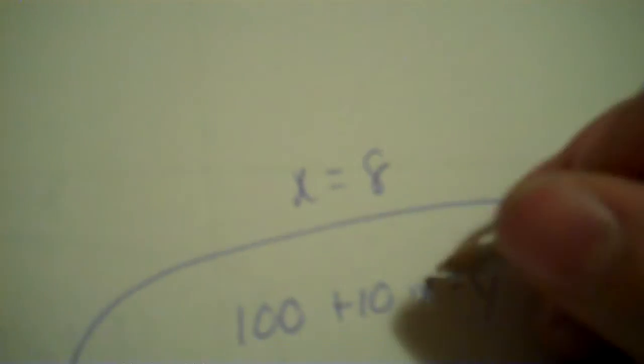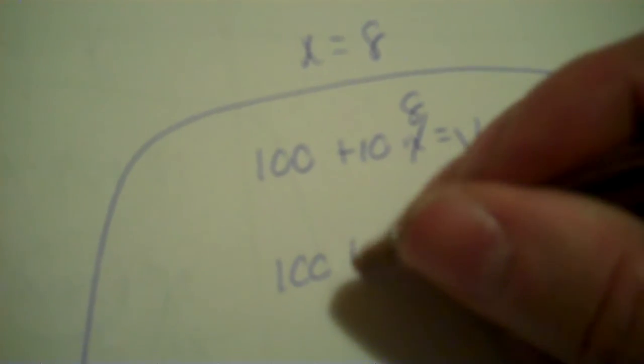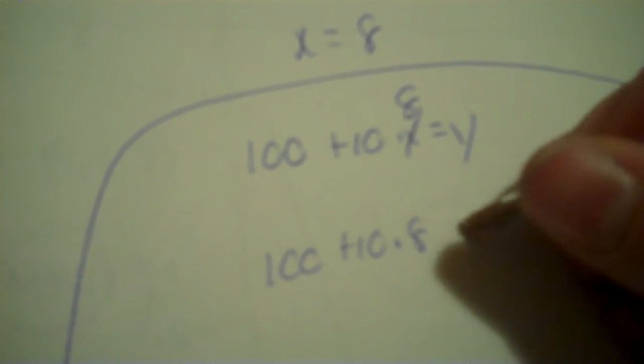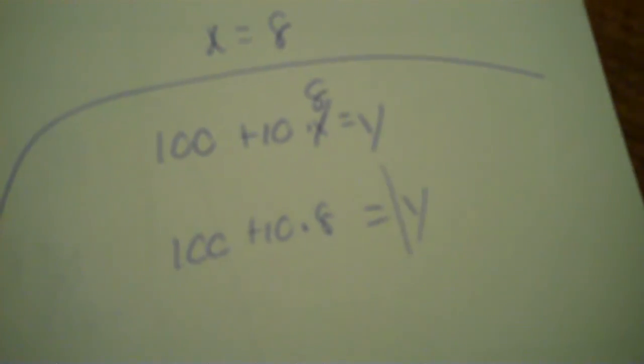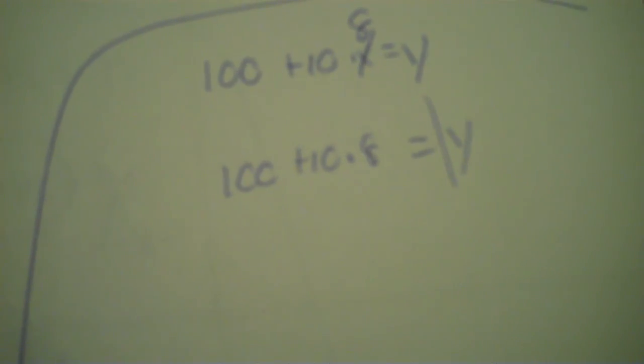X equals 8. So put 8 in for X now. Write your new equation. 100 plus 10 times 8 equals Y. Make a wall on the side of the letter that's still there. Oh, it's by itself. I don't need to get rid of anything. Okay? Just circle the other side and punch it in.